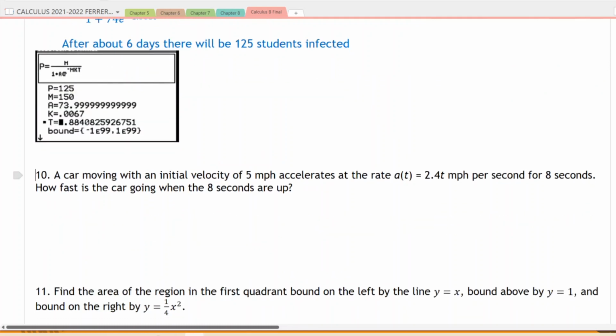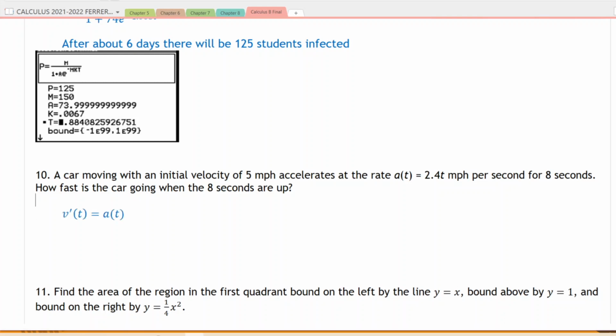We have a car moving with initial velocity of 5 miles an hour that accelerates at a rate of a(t) equals 2.4t miles per hour for 8 seconds. How fast is the car going when the 8 seconds are up?